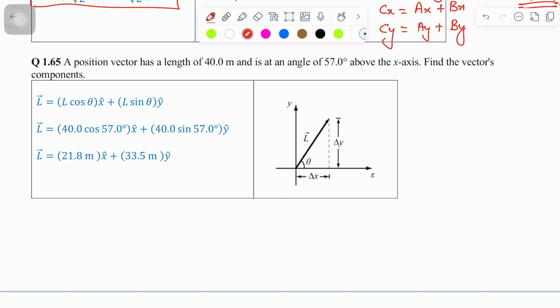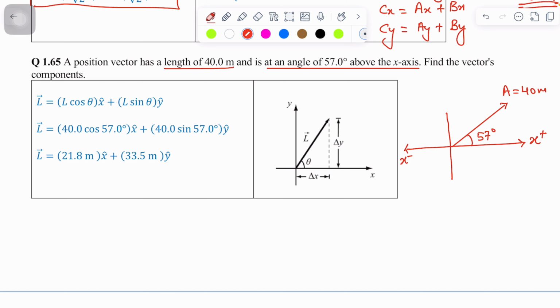This question is easy. A position vector has a length, and it makes an angle of 57 above the x-axis. When you plot a graph, this is your x positive, this is your x negative. Above the x means like this, yes or no? Let's say this is A and the value is given 40 meter, and the angle is given 57 degree. So can I say this is your AX, A cosine 57 degree? Yes or no? This will be your AY, A sine 57 degree. Clear? Now solve it. Find the vector's components.